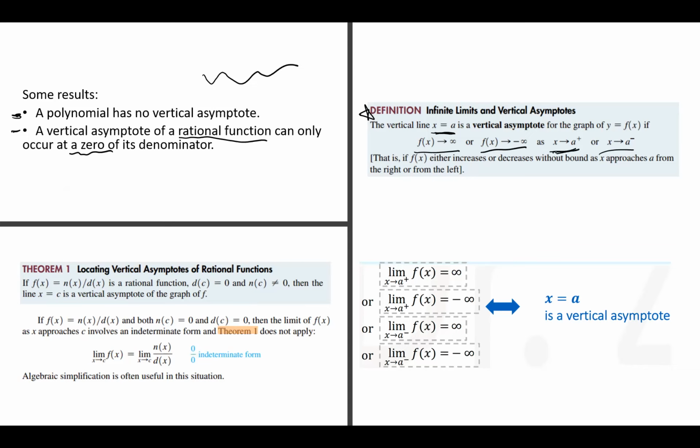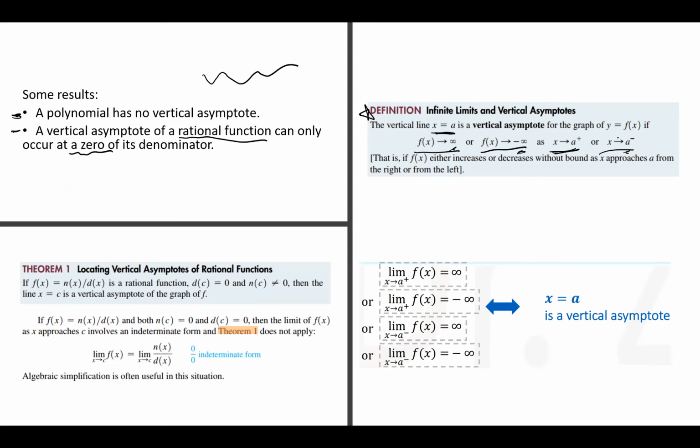If x approaches a from the right, then f could go to positive infinity or negative infinity. And this also applies to the case when x goes to a from the left. So in either case, if x approaches a value, from the left or from the right, and f goes to infinity, then we call this a vertical asymptote.